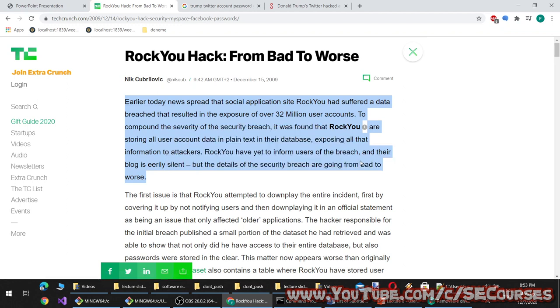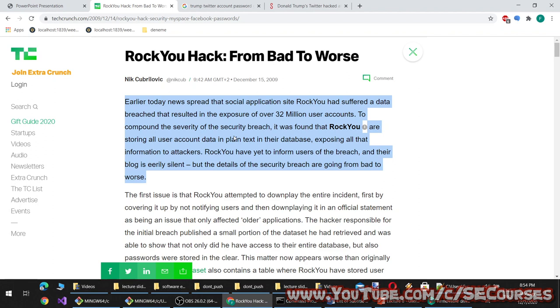Earlier today, news spread that social application site RockYou had suffered a data breach that resulted in the exposure of over 32 million user accounts. To compound the severity of the security breach, it was found that RockYou was storing all user account data in plain text in their database, exposing all that information to attackers. RockYou has yet to inform users of the breach, and their blog is eerily silent, but the details of the security breach are going from bad to worse. You see, they have stored passwords in plain text. Therefore, once hackers obtain an image of the database, they can basically log in to every one of the user accounts.